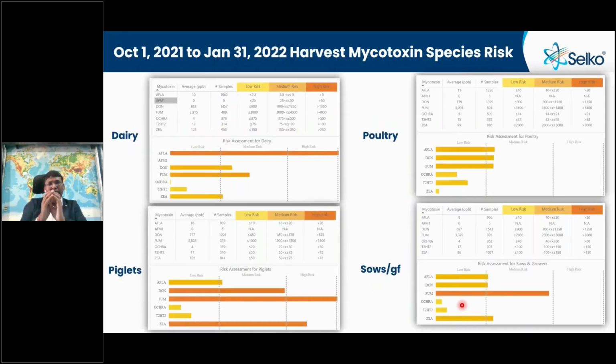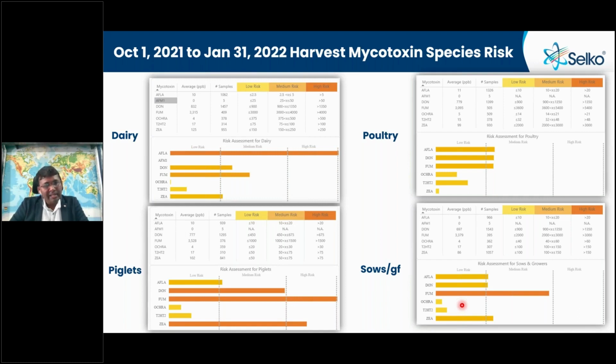Just to give a little bit at the last part of the data analysis, I'm sure you all think, well, what happened, but how does it look going forward? So I took the data from October, the last quarter of '21, and with the January data, which is already available to us, we start looking. I saw a bit of a big challenge for the dairy in terms of aflatoxins, a medium toxicity for DON and FUM, and also ZEA. Poultry has medium toxicity for 3 different toxins, low toxicity for others.